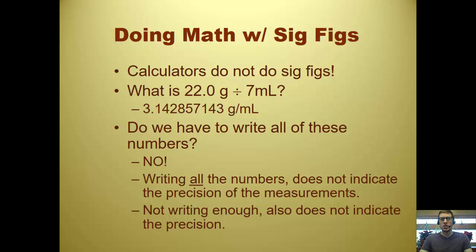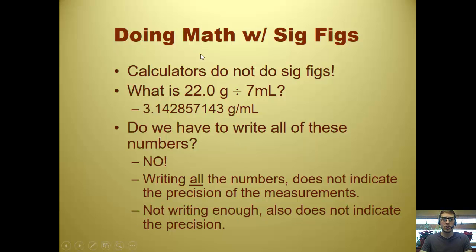You can't figure out Sig Figs from calculators, because let's imagine we measured on a balance 22.0 grams divided by 7 mLs. Well, that would come to 3.142857143, depending on how good your calculator is. And you may want to know, should we write all these numbers down? Well, you can, but that's really not accurate. You don't want to lie. You want to give good information about what your precision is.